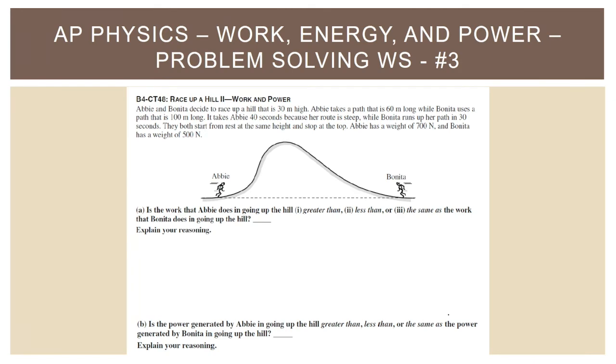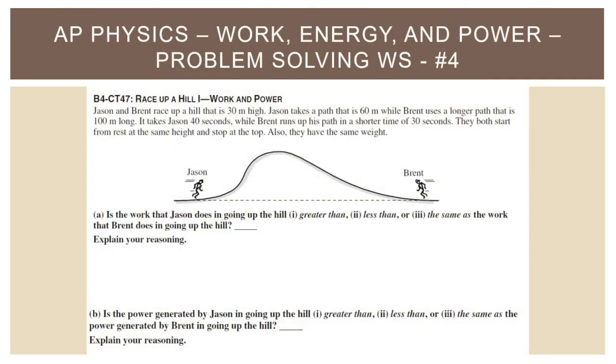But I actually want to jump ahead here to number 4, just because number 4, whether you realized it or not, is actually a little bit of a simpler situation, and so it'll be a little more straightforward for us to discuss. And then, of course, having understood this example, we'll be able to better understand number 3. So this problem says Jason and Brent race up a hill that is 30 meters high. Jason takes a path that is 60 meters, while Brent uses a longer path that is 100 meters long.